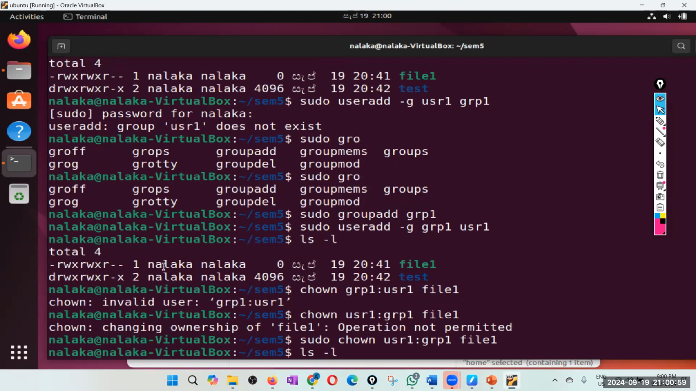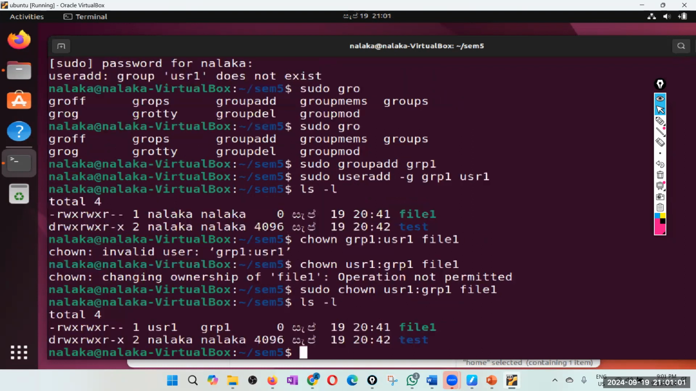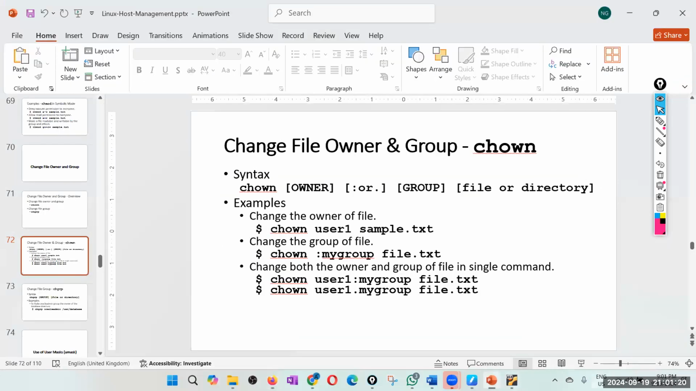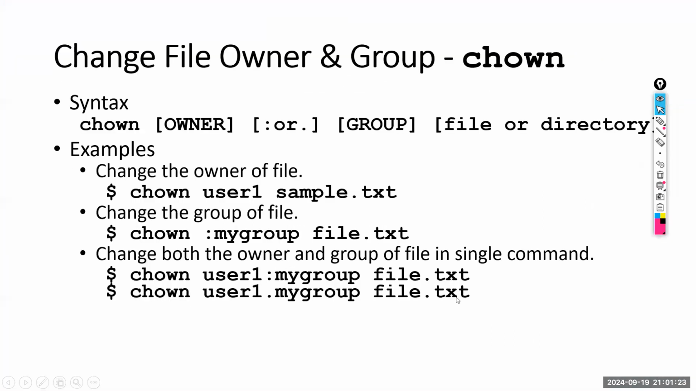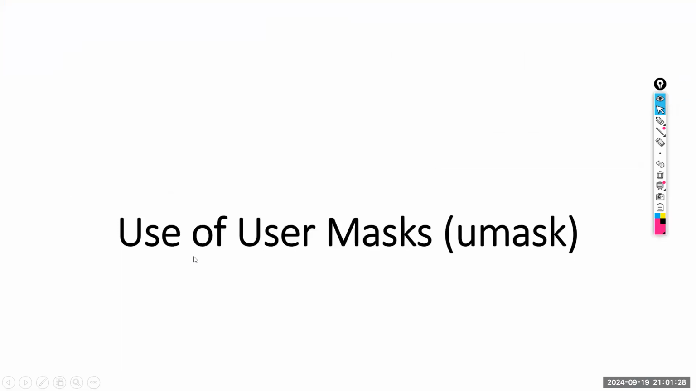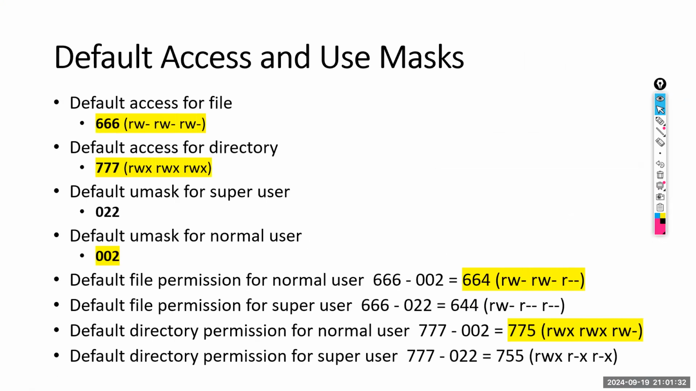Earlier user and group was Nalaka. Now you can see its owner is USR1 and GRP1 is the group. Okay, so I change both user and group using chown. Or if you want to just change the group, use chgrp. That you can try by yourself. Right, so the next concept is user mask. Any questions so far?